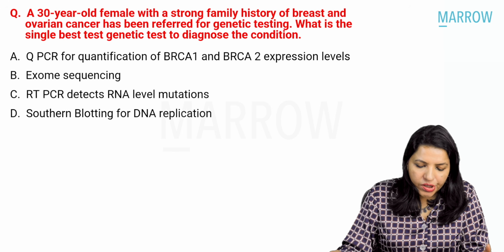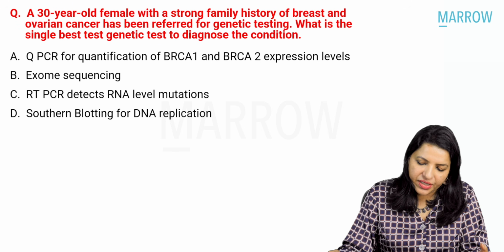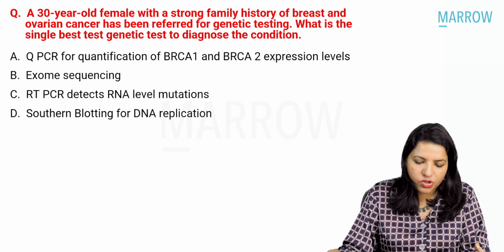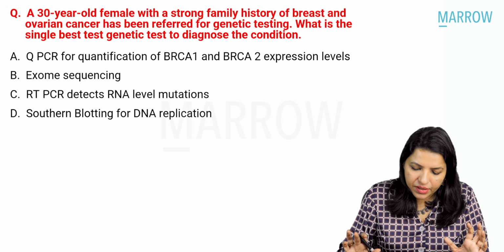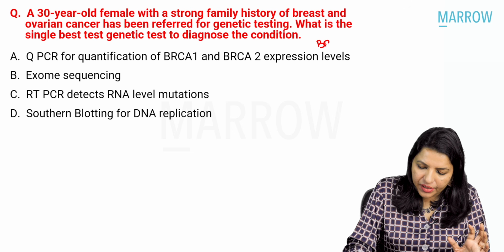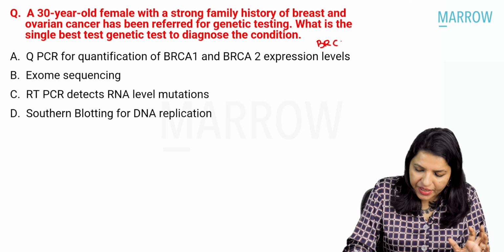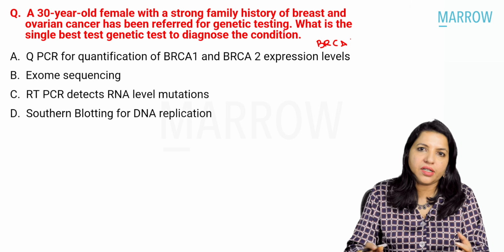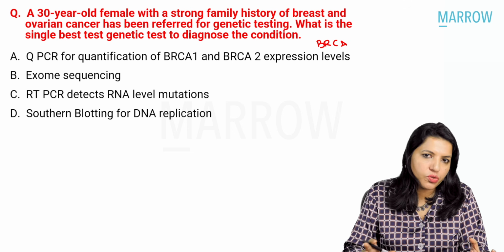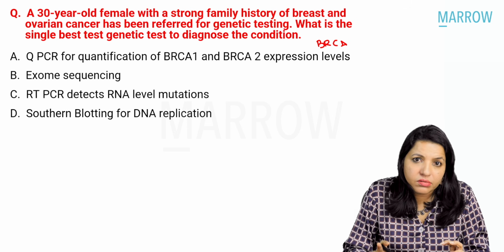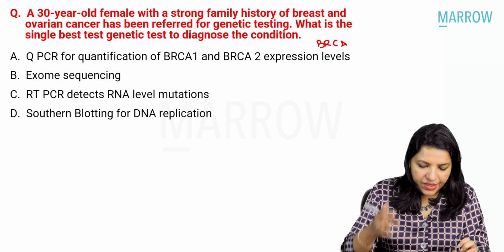Next question is a 30-year-old female with a strong family history of breast and ovarian cancer referred for genetic testing. What is a single best genetic test to diagnose this condition? Usually that mutation is BRCA1 and 2. For familial breast cancer, definitely BRCA1 and 2 are the most common genes that we have to study, right?